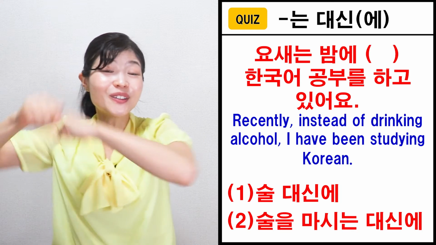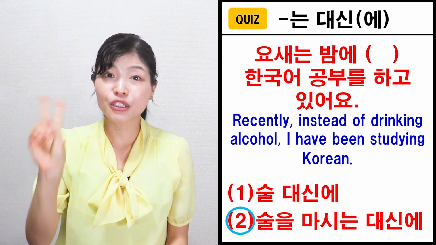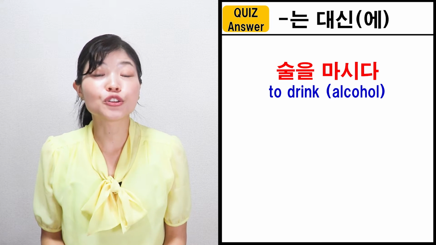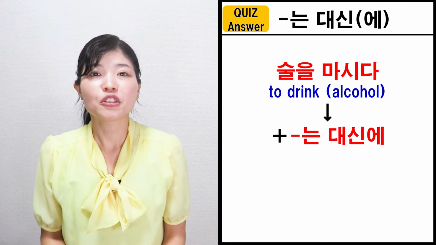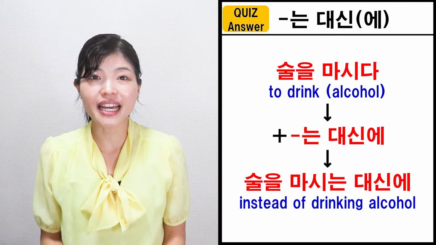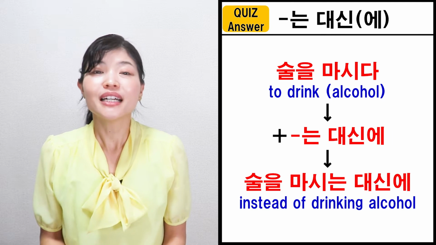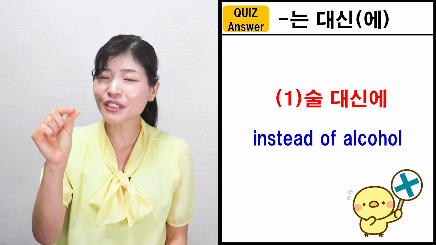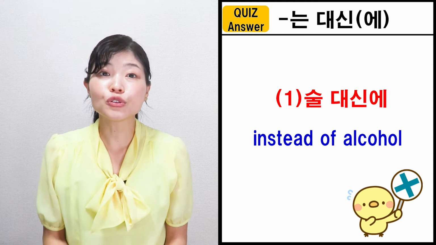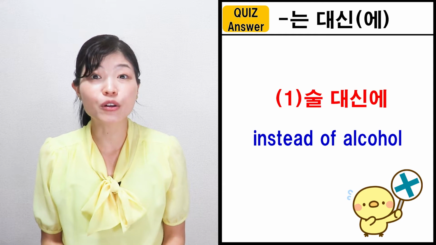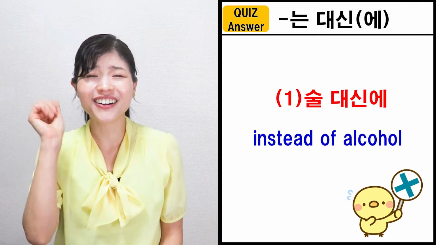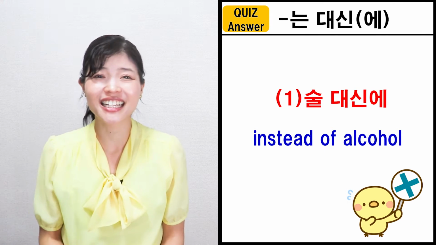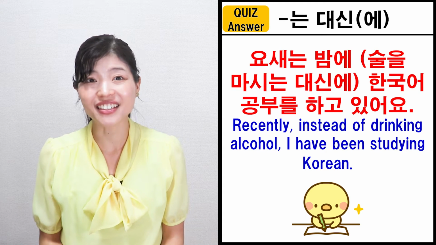The correct answer is number 2. 술을 마시다 is to drink alcohol. You add 는 대신에 to the stem to make 술을 마시는 대신에 instead of drinking alcohol. Number 1 is close but wrong because 술 대신에 means instead of alcohol. You want to say instead of drinking alcohol. Okay? Slight difference. Now, let's read it together.